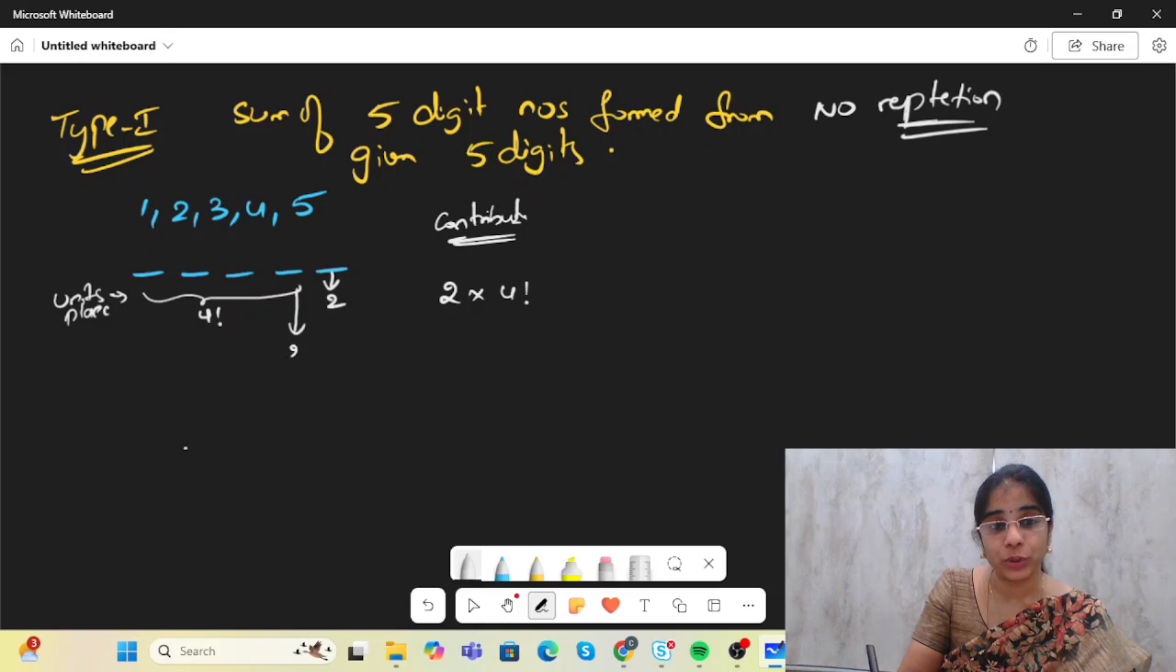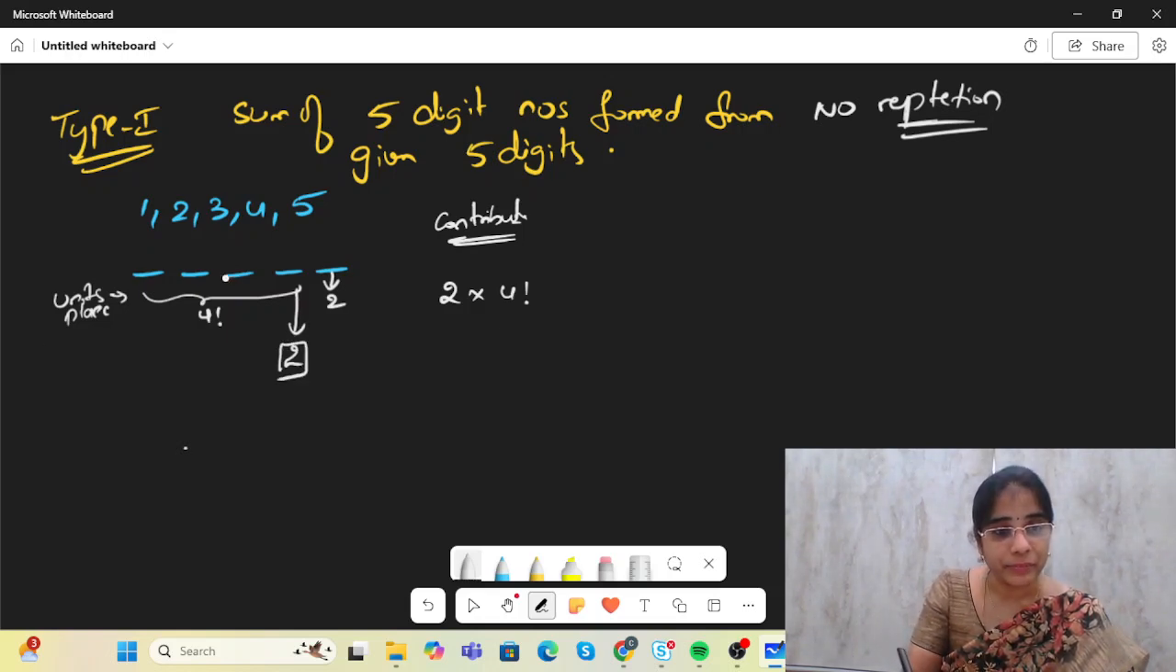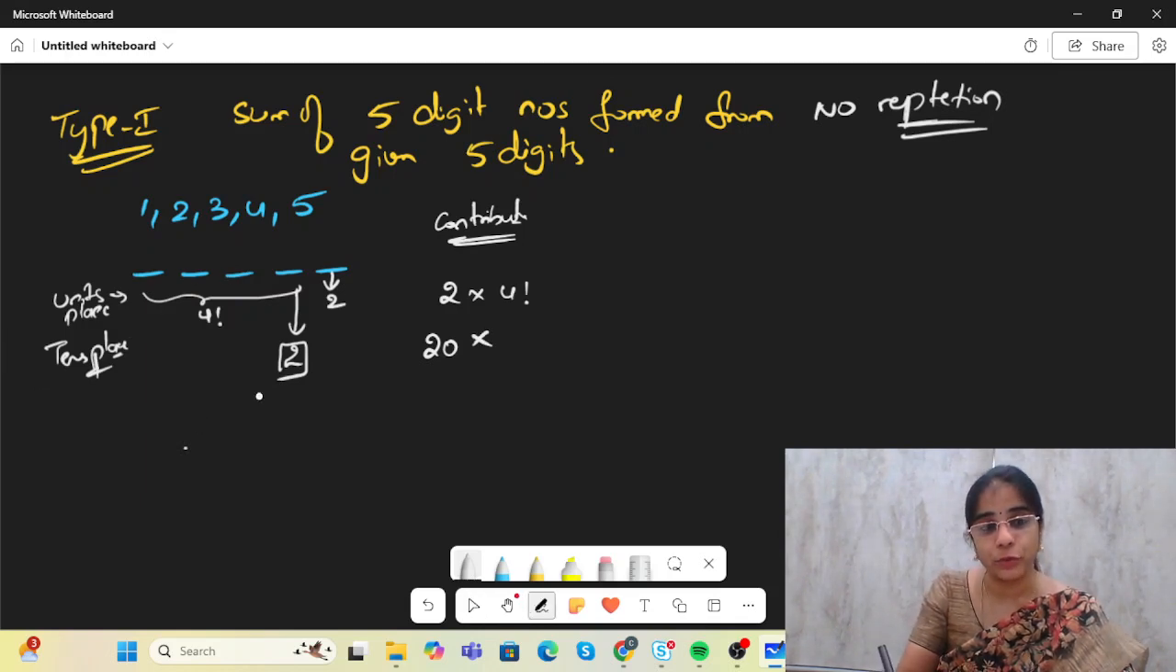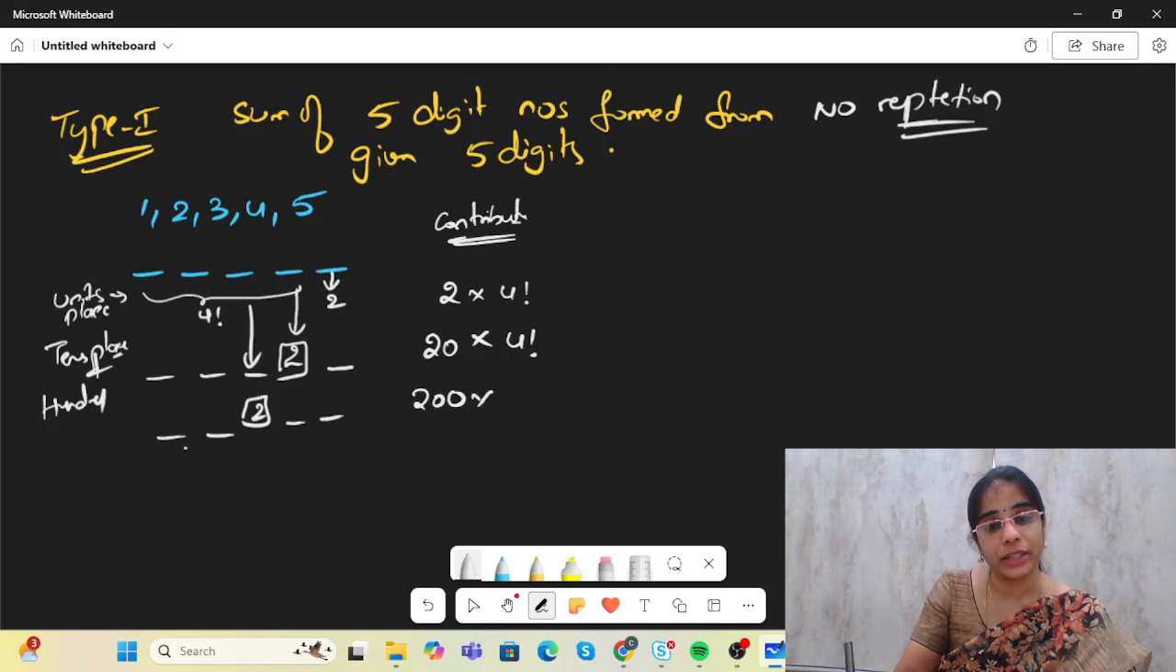Now let me have 2 in my tens place. When 2 is in the tens place, what is its contribution? That is 20, isn't it? So 20 into, obviously the remaining 4 digits, that is done in 4 factorial ways. Next come to the hundreds place. Now 2 is in my hundreds place. Now obviously the remaining, that is 200 into 4 factorial ways of representation.